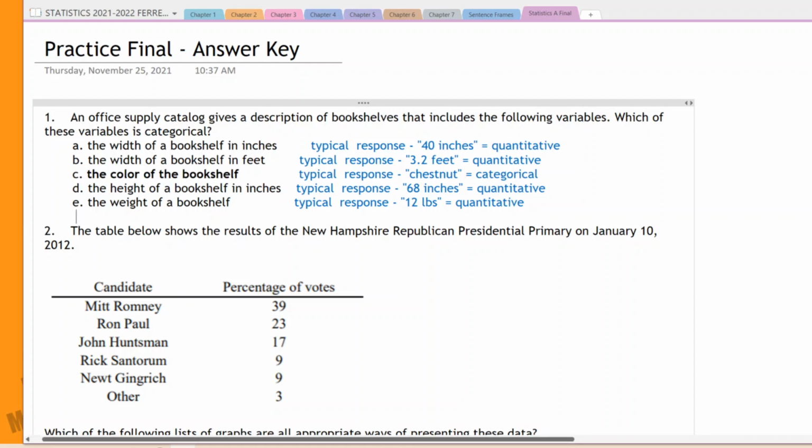So the answer here that is categorical, note that's what we're asking for, is letter C, the color of the bookshelf. Moving on to question 2.